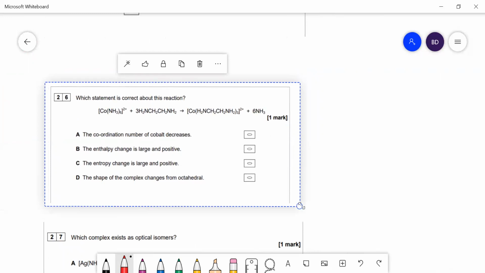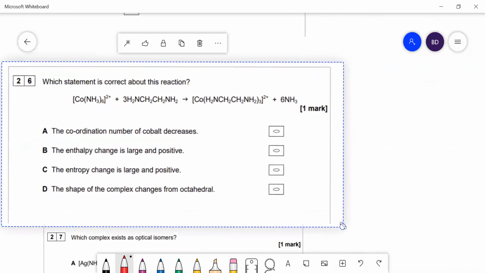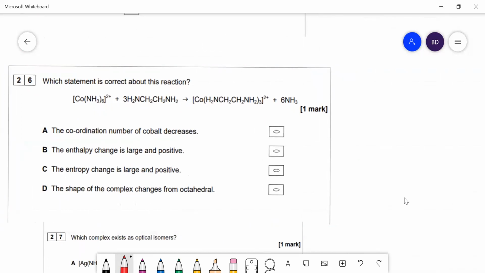Right. We've got a ligand exchange reaction with a bidentate ligand here. A, the coordination of cobalt decreases. It doesn't. You've got 6. Coordination is the number of dative covalent bonds forming to the metal. You've got 6 in that complex. So that's not right. The enthalpy change is large and positive. That's wrong, because delta H doesn't change much there, because you're forming 6 bonds and you break 6 bonds. So it's about 0.